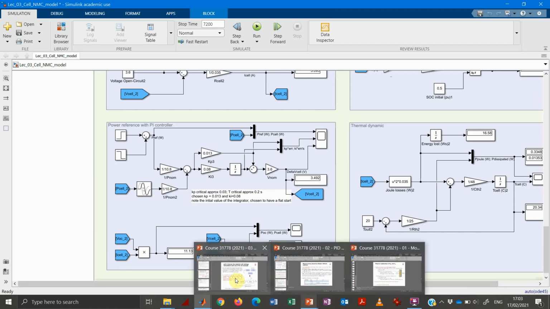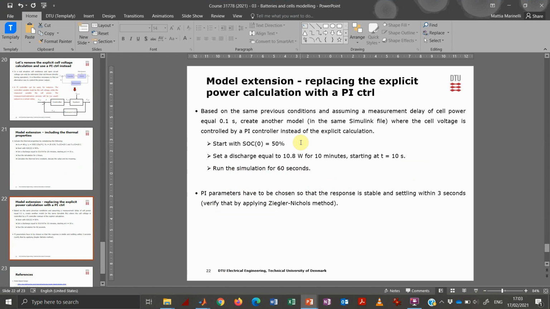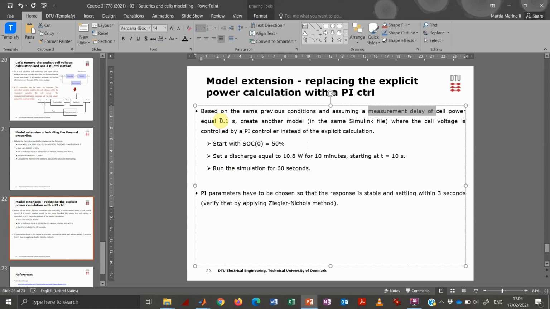So how do we want to design this PI controller? We want to design the PI controller considering that we have a measurement delay on the power, which is equal to 0.1 seconds, so it's a very small delay. And then we consider a similar condition. We start once again at 50% state of charge. We want to set a discharge for 10 minutes with a power that is 10.8 watts once again. And right now, since we are interested more in the dynamic response of the controller, let's just focus on a much shorter simulation time, just 60 seconds. And then we use the usual Ziegler-Nichols method to do the tuning with our desired objective to keep the response within 3 seconds.